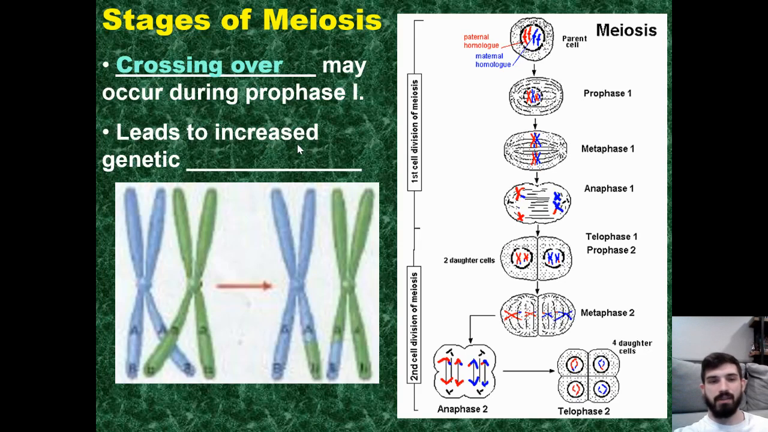This is going to lead to increased genetic variation. And this is also the reason why, if you have a brother or sister, you look very different from them. You might have some similar traits, but you're not the exact same because all of the sex cells that your mom and dad produce are all very unique.